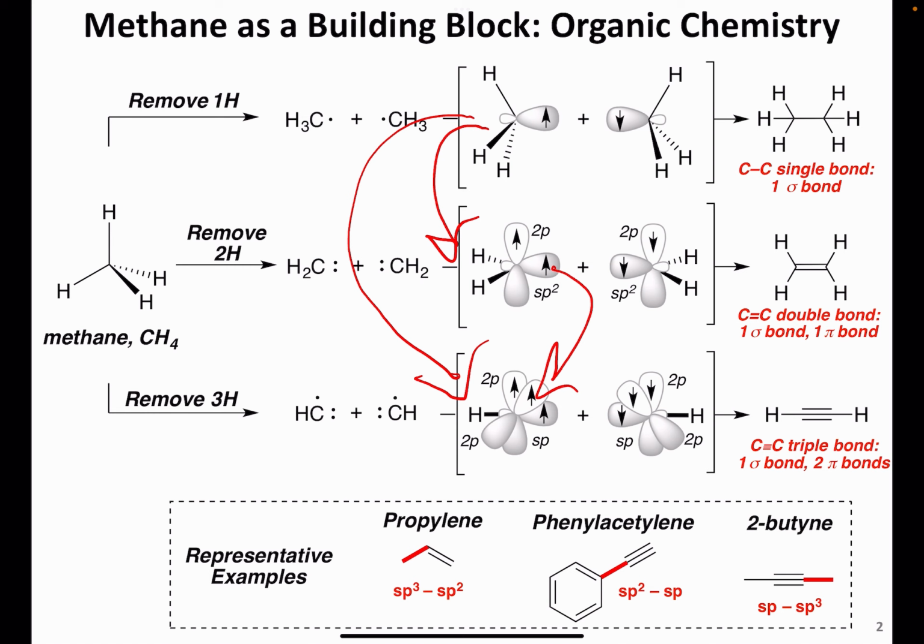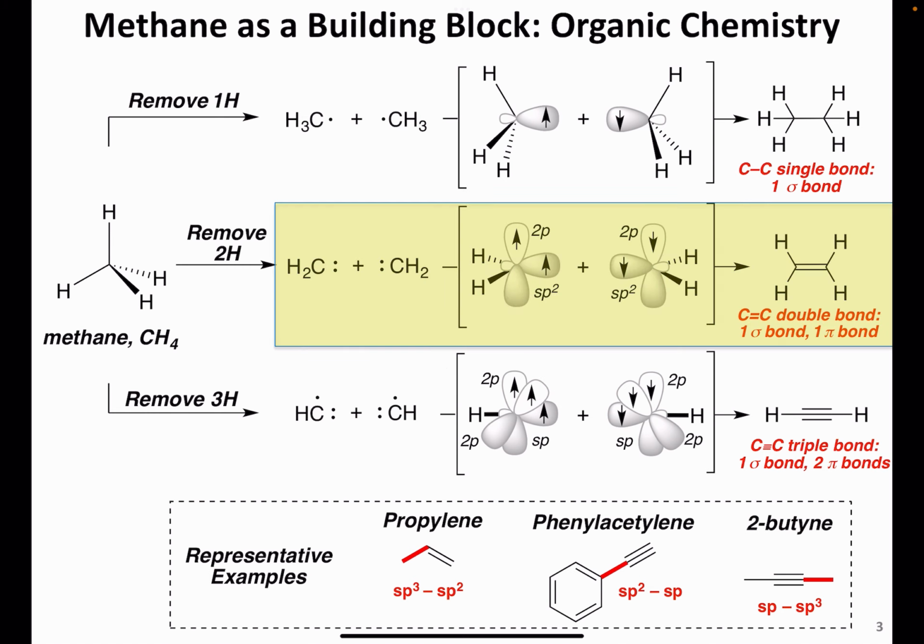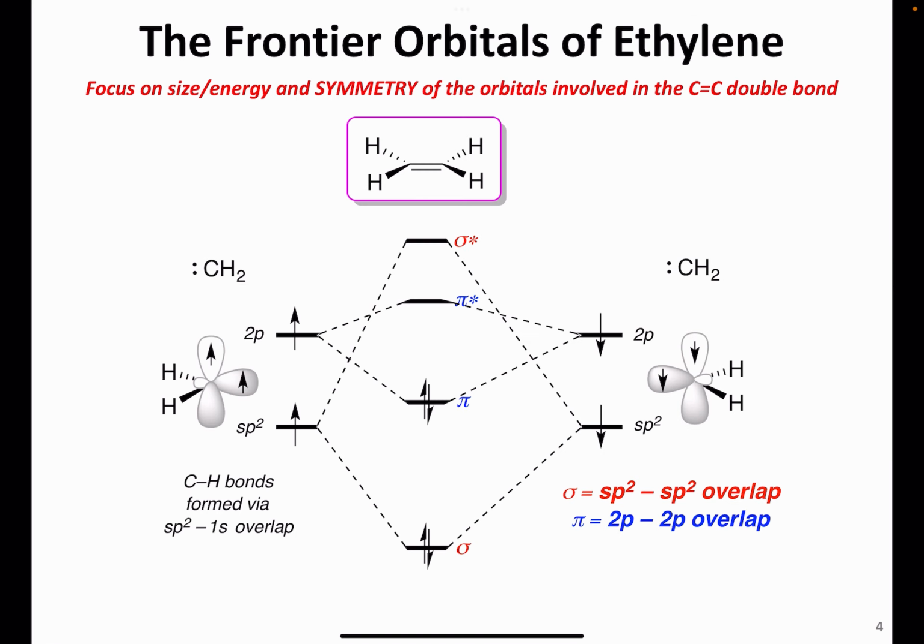Before I really get into it, I want to focus on ethylene, because ethylene involves the construction of a single sigma bond and a single pi bond. And so how does this happen? Well, if we take our two carbene fragments, indicated here as CH2 on both sides, remember that the carbon atom itself right here is sp2 hybridized.